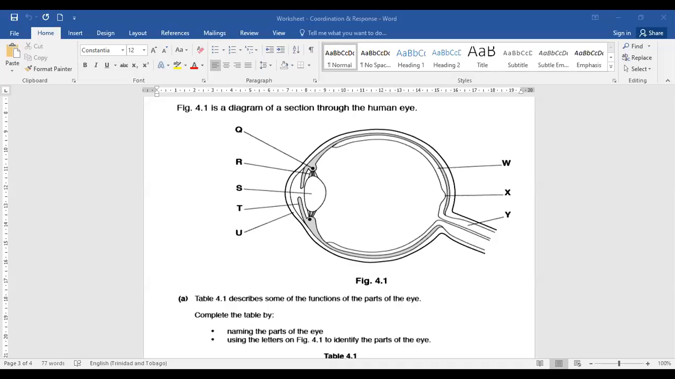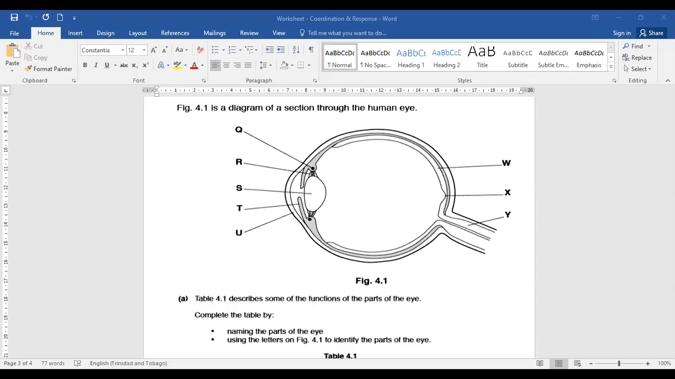And where would you have the location of the most cone cells? X, very good. Where the fovea is, right? That is because remember, light is really focused there, and in order for you to see color and process it, the most cone cells will be found at X, and those are the cells that are responsible for us receiving a clear and sharp image.